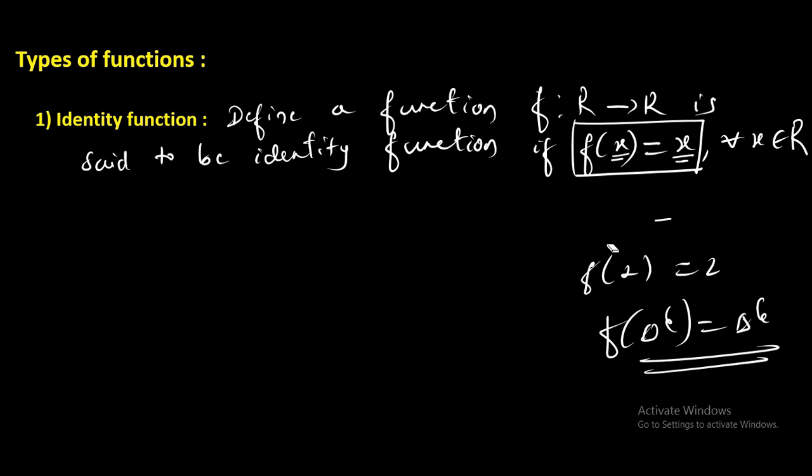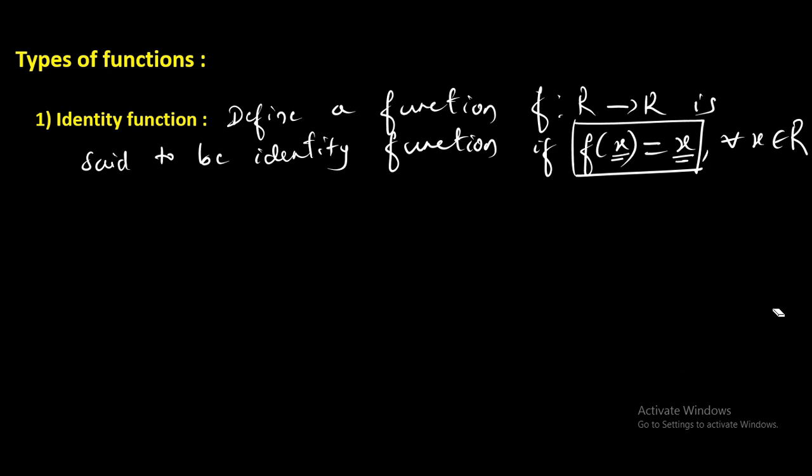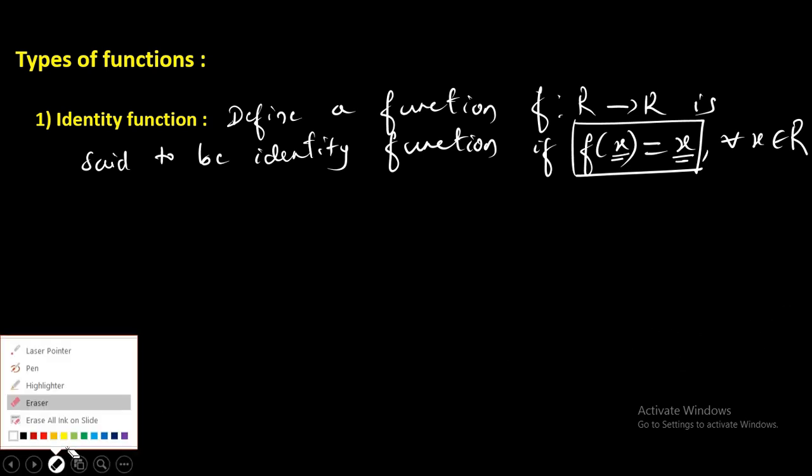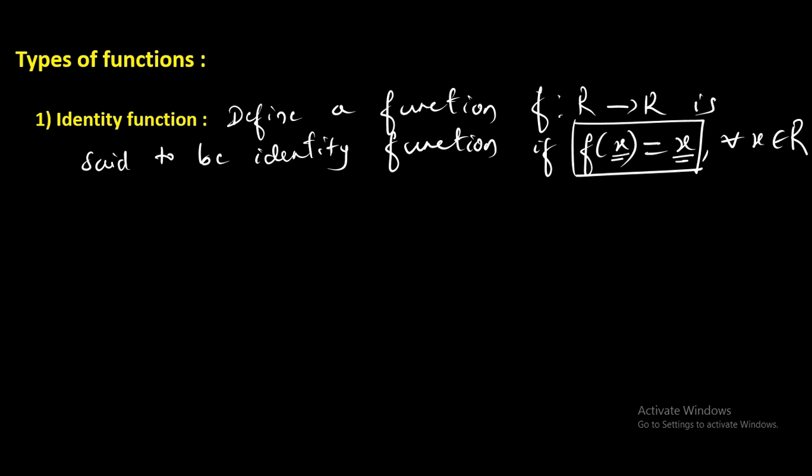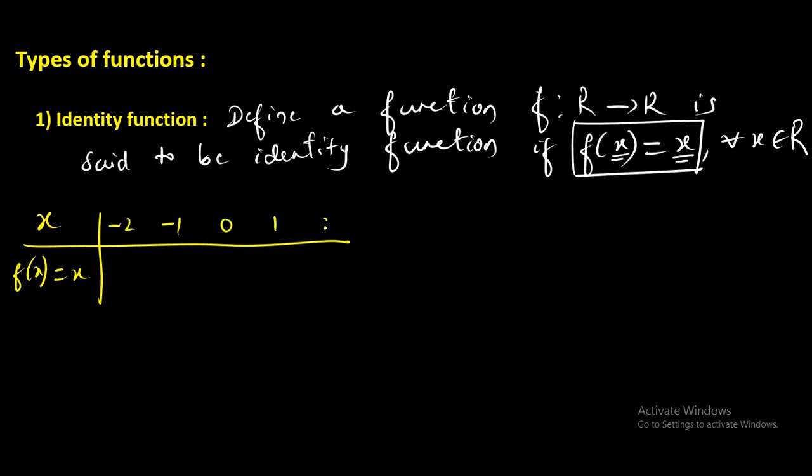Identity function. Hope you understood the definition of identity function. Define a real function, or a function f from R to R, is said to be identity function if f of x is equal to x. Let me have a table to draw the graph of this one. This is a small table that I am taking. X values, say -2, -1, 0, 1, 2.